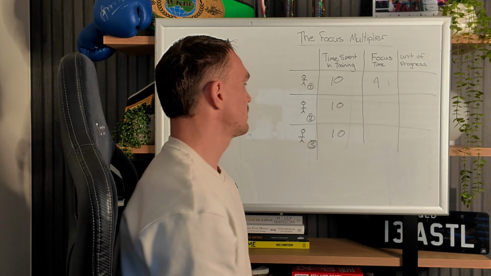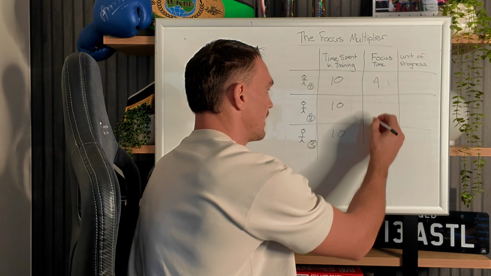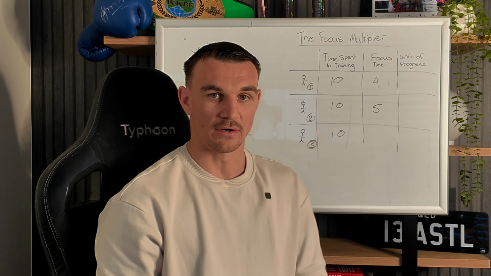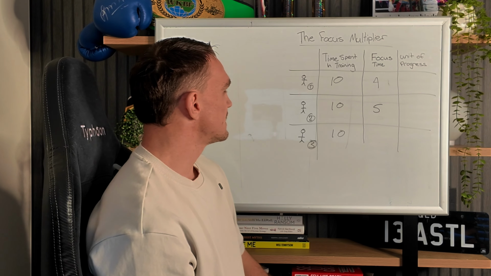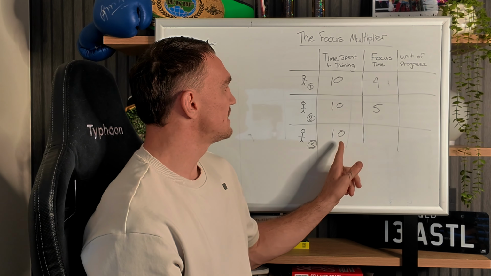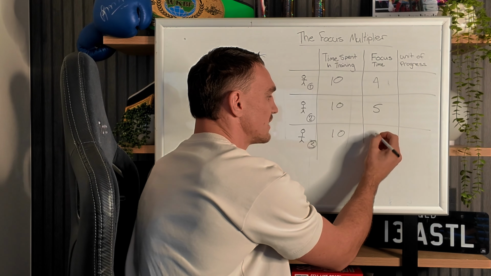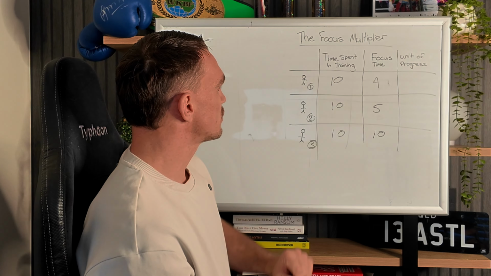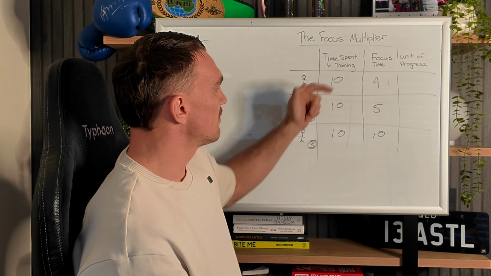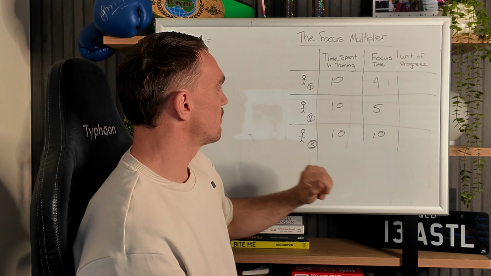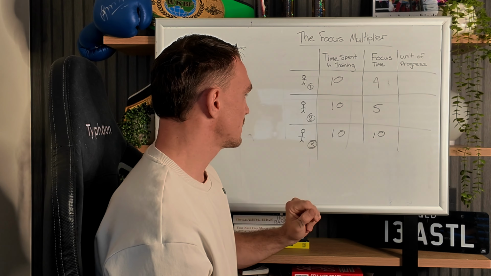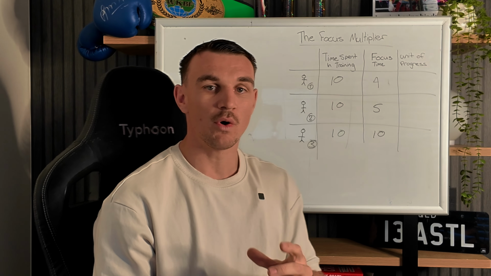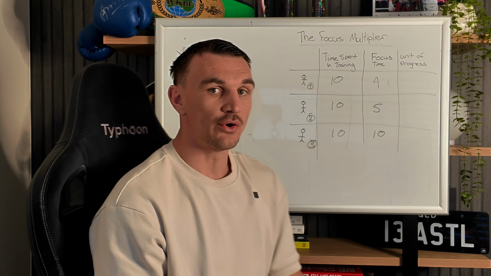So this second person, we can see that they train for 10 hours and their focus time is 5 hours. So they're at a 50% focus time. And what we'll see down the bottom here is person number three, they spend 10 hours in the gym, and out of that 10 hours, they're focused for 10 hours. So you can see here, time spent in training, all spent 10 hours, focus time changes. Person number one focused for 4 hours, person number two focused for 5 hours, person number three focused for 10 hours. And what we can do is we can look at a unit of progress.